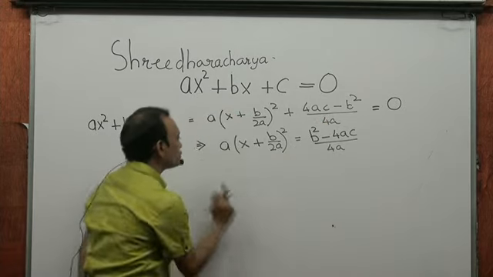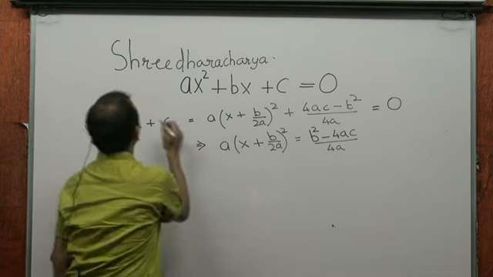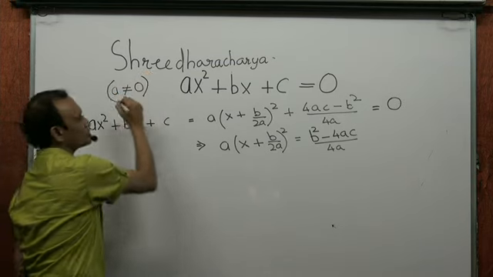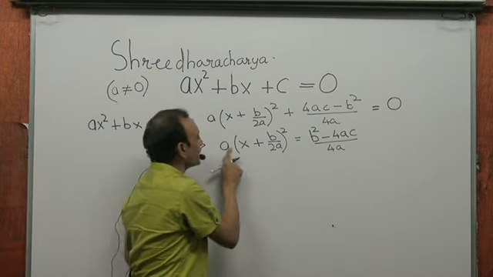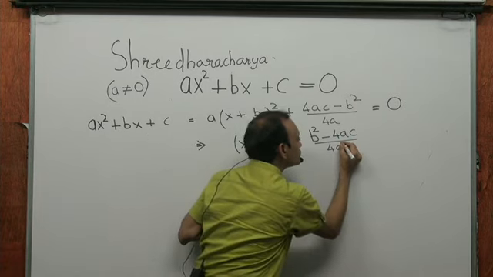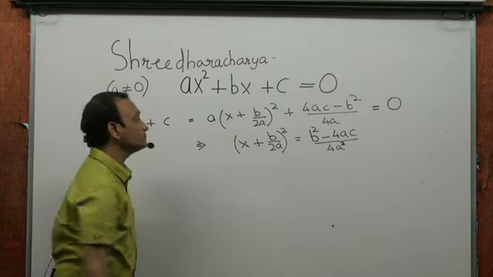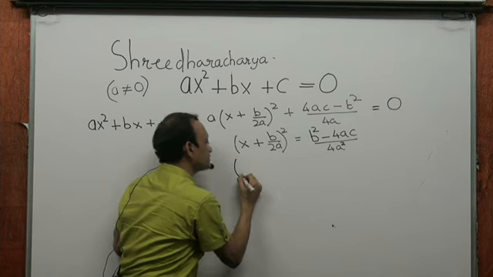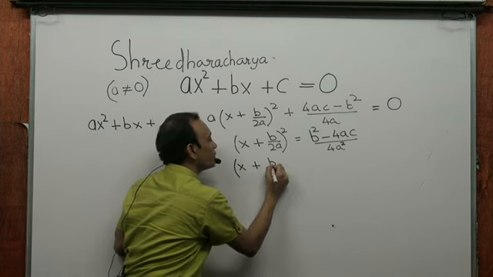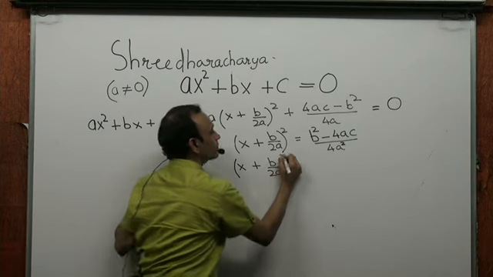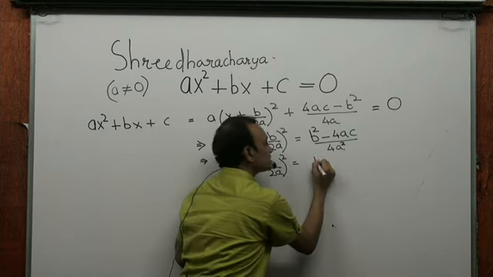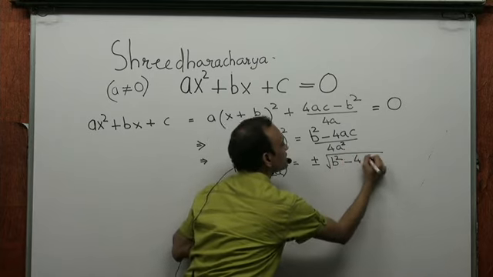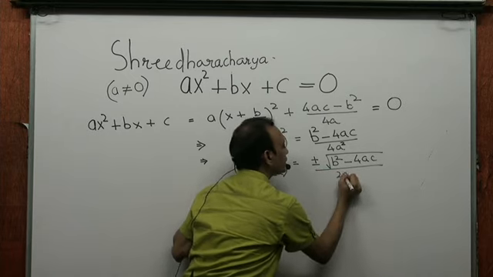Clear? What you could then do is, I'm assuming that a is not 0. In my attempt to solve this quadratic, I'm assuming that a is not equal to 0. Right? And then what I could do is, I could bring this a down here. So this would become 4a squared. Clear? Which would then reduce to, on extracting the square root, x plus b by 2a equal to plus minus root b squared minus 4ac by 2a. Is that all right?